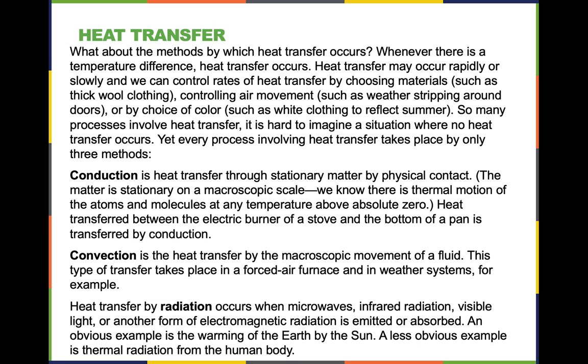Convection is a macroscopic movement of fluid. This type of transfer takes place in a forced air furnace and in weather systems, for example. Heat transfer by radiation occurs when microwaves, infrared radiation, visible light, or another form of electromagnetic radiation is emitted or absorbed. An obvious example is warming of the earth by the sun. A less obvious example is thermal radiation from a human body.